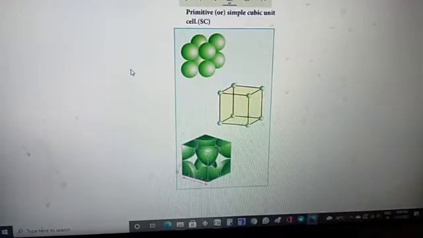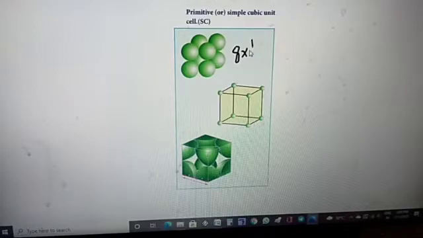Since each cubic unit cell contains 8 atoms at its corners, the total number of atoms in one unit cell is equal to 8 into 1/8. Because the total number of atoms is 8, and 1/8 of each atom belongs to that unit cell. So 8 into 1/8, how much do we get? We get 1 atom. The 8 gets cancelled and we get 1.